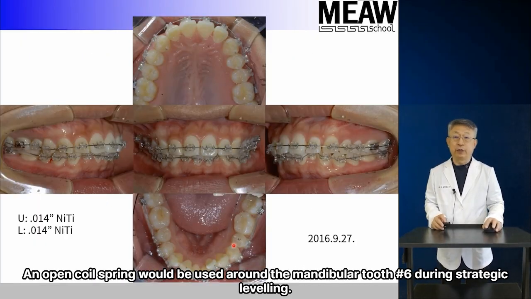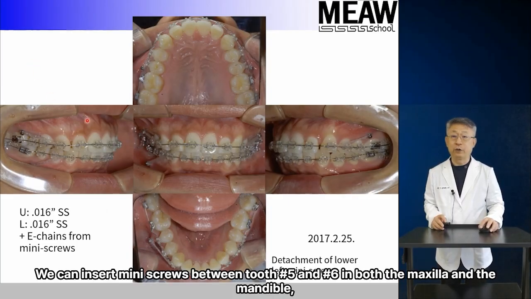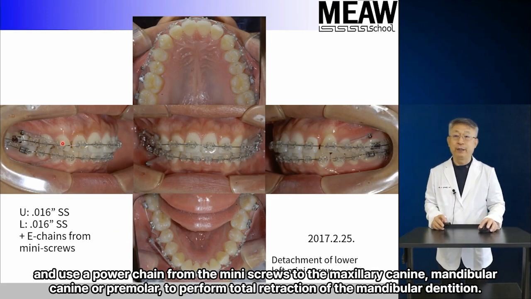An open coil spring would be used around the mandibular tooth number 6 during strategic leveling. The mandibular and maxillary teeth would have been arranged. We can insert mini screws between tooth number 5 and number 6 in both the maxilla and the mandible, and use a power chain from the mini screws to the maxillary canine, mandibular canine, or premolar to perform total retraction of the mandibular dentition.